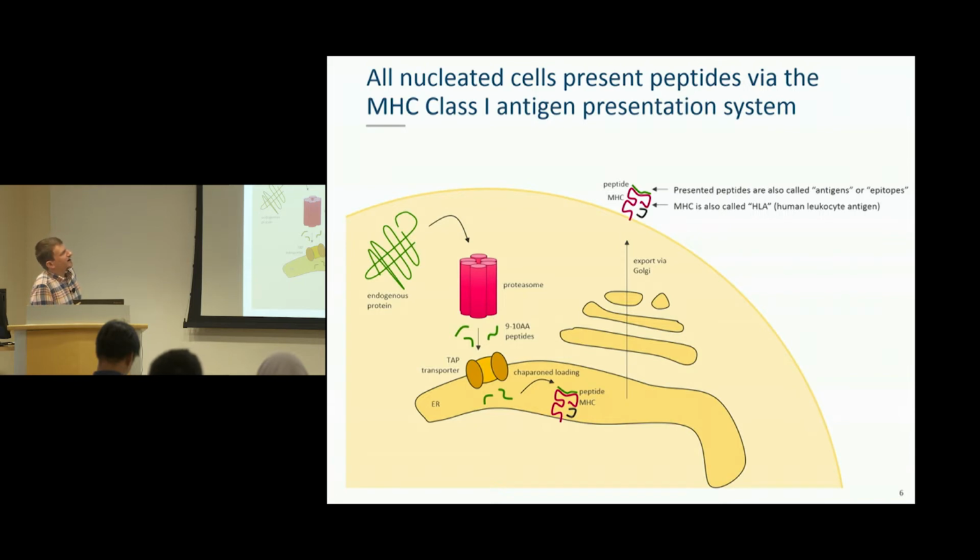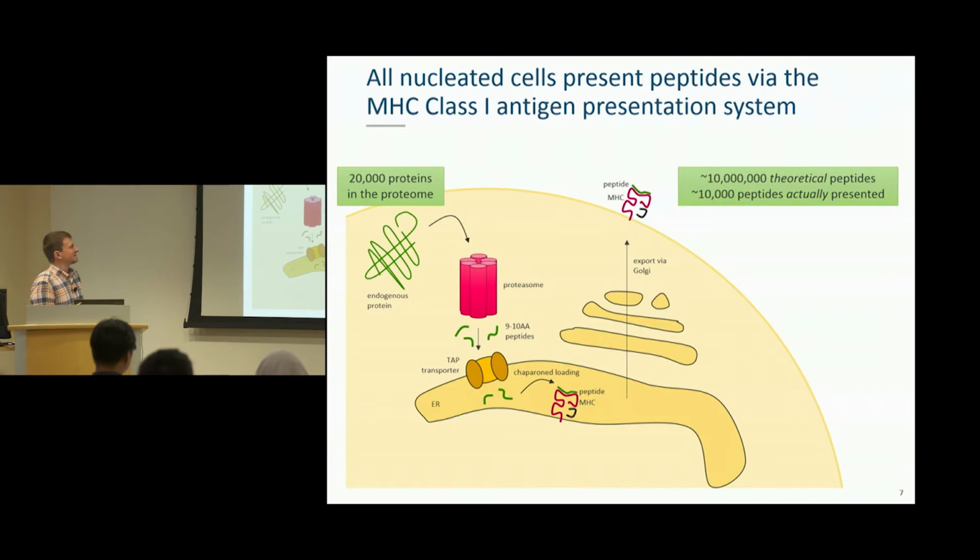Now, it's just some language here. We call these peptides antigens. We also call them epitopes, and these words, peptide, antigen, epitope, all mean slightly different things, but for the sake of this talk, just assume that they're interchangeable and don't get confused if I use one versus the other. Also a little confusing that this molecule is called MHC, but if you're talking about human cells, it's also called HLA, which stands for human leukocyte antigen, so don't get confused if you see MHC versus HLA. I tried to be consistent, but I probably slipped up in a few cases.